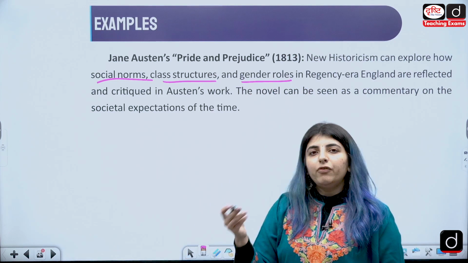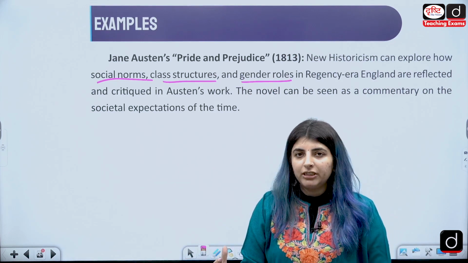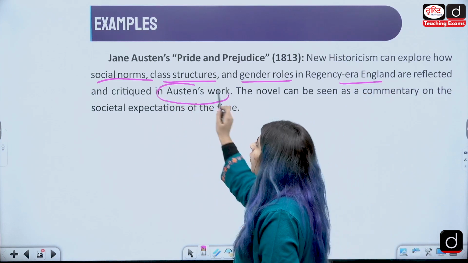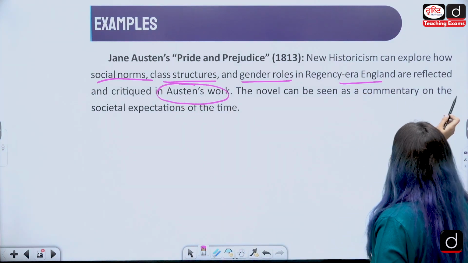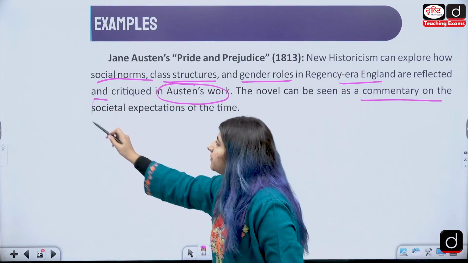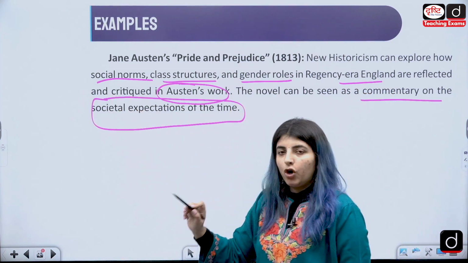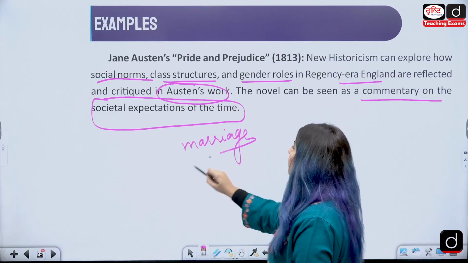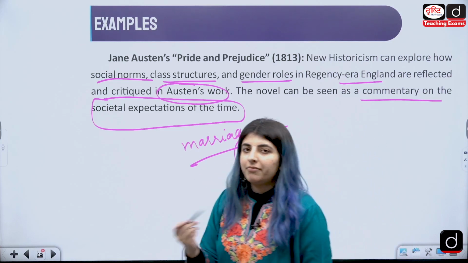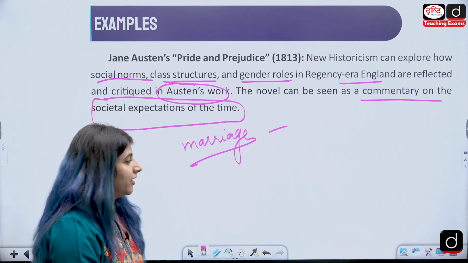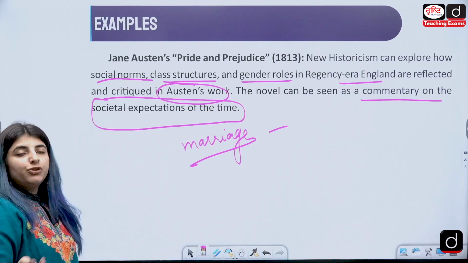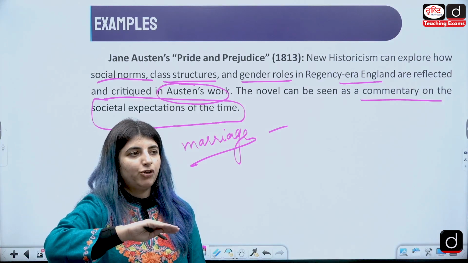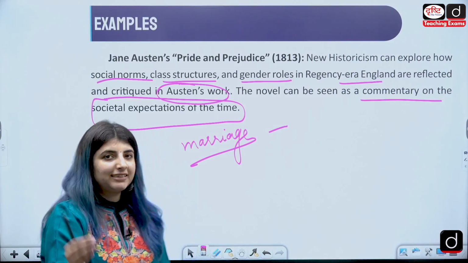Gender roles, that how females and males were being treated during the Regent era, right? They are all critiqued in Austen's work. The novel can be seen as a commentary on the societal expectations of the time. और यहाँ पे marriage is also something which was very important for a woman, for a man to do, right? With a fortune, correct? So mamas usually used to find boys which are very rich because that was something which was somewhere or the other going to be a status symbol.